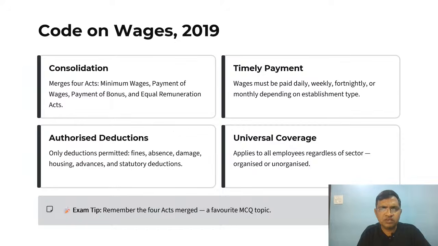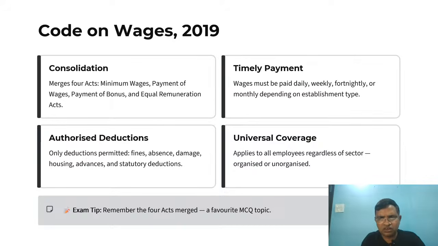Then the Code of Wages, 2019. It consolidates and merges four acts, including minimum wages, payment of bonus, and equal remuneration. Wages should be paid on time, whether daily, weekly, fortnightly, or monthly, depending on the establishment type. There should not be any unauthorized deduction. Only authorized deductions should be permitted from the wages, like fines, absence, damage, housing, advance, and statutory deductions.